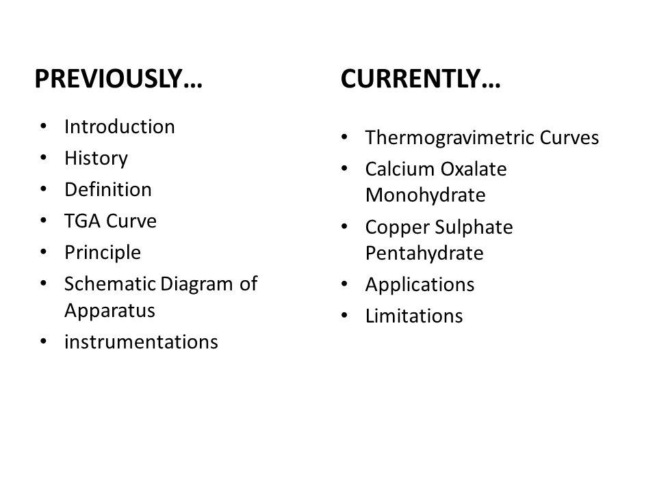But in the current video, we are going to discuss thermogravimetric curves in detail by taking the examples of two compounds, and they are calcium oxalate monohydrate and copper sulfate pentahydrate. Furthermore, we will discuss the applications of thermogravimetry, and in the end we are going to see the limitations of TGA.